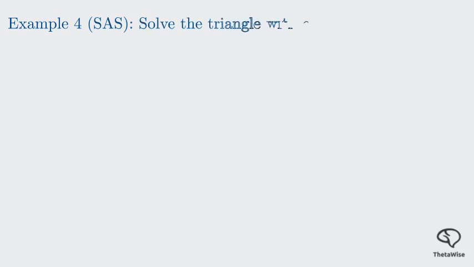Let's solve a triangle using the law of cosines. We'll start with an SAS case. Suppose we have a triangle where side A is 10 units, side B is 12 units, and the angle between them, angle C, is 70 degrees. Our goal is to find side C and angles A and B.